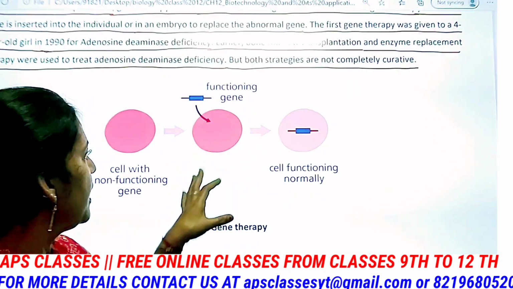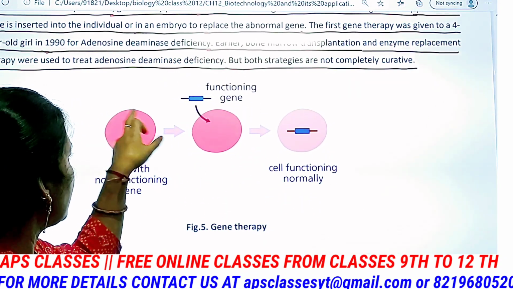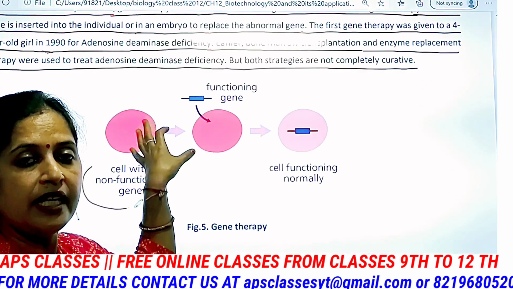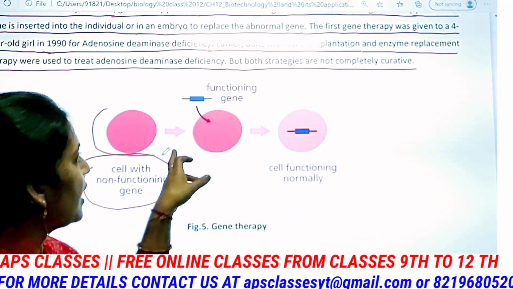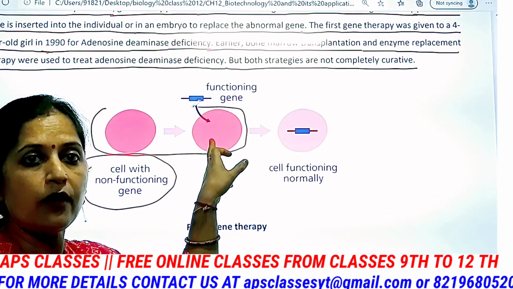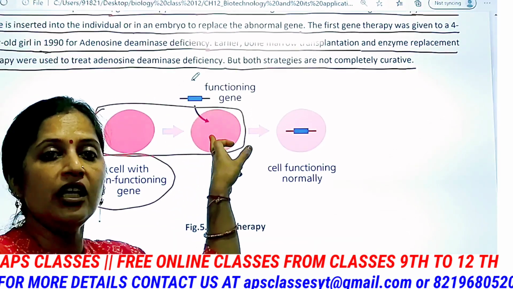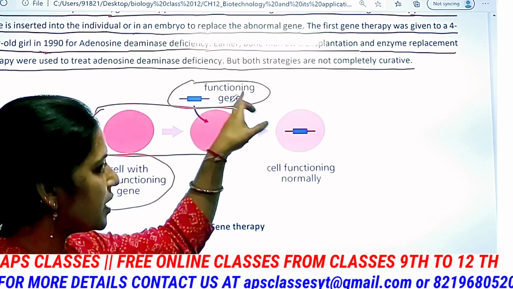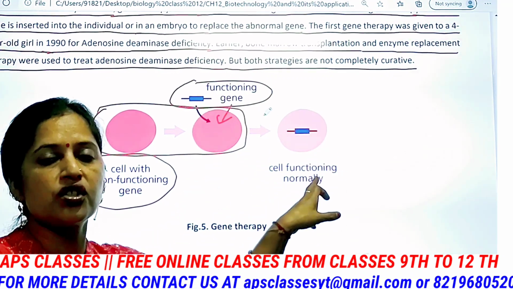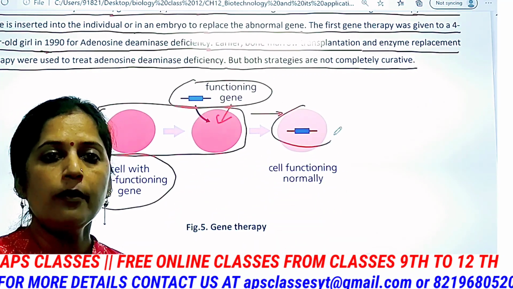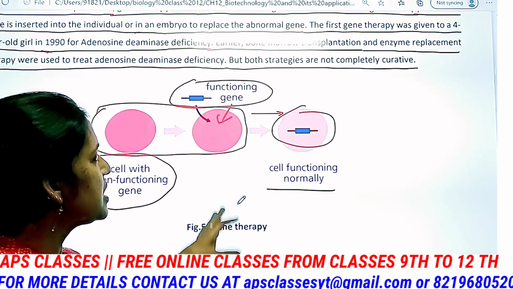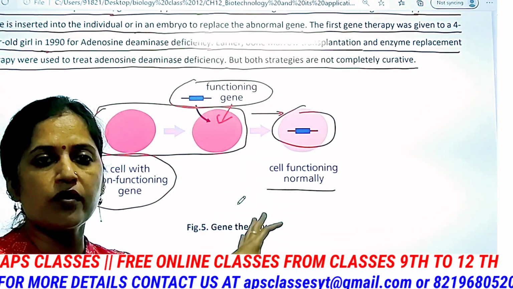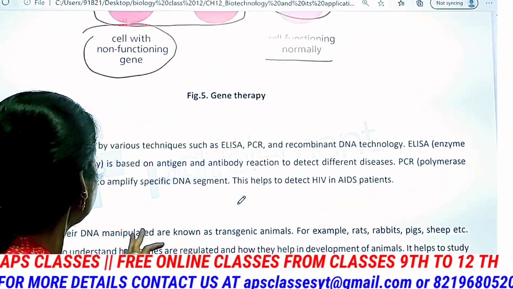So this is the gene therapy and this is the cell that is with a non-functioning gene. This is a cell with the non-functioning gene. If we insert a functioning gene into an individual or embryo, after that the cells function normally. Then the cells of the body will be functioning normally. So this is the basic concept regarding gene therapy.